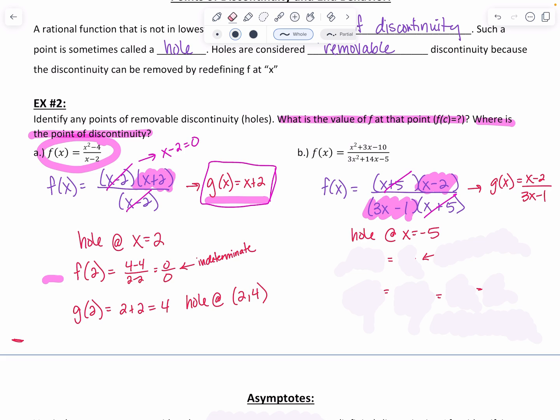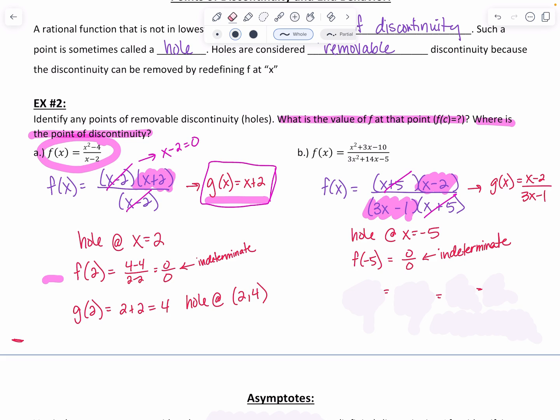Okay? The second part of the question says, if we try to plug negative 5 for x into our original function, into f, what do we end up getting? Take a second, plug negative 5 into your numerator of f, plug negative 5 into your denominator of f, and see what happens. Hopefully, you ended up getting this 0 over 0, this indeterminate form again. Remember, that 0 over 0 means that we have a hole, which is perfect. That's what we were supposed to have at x equals negative 5, right?